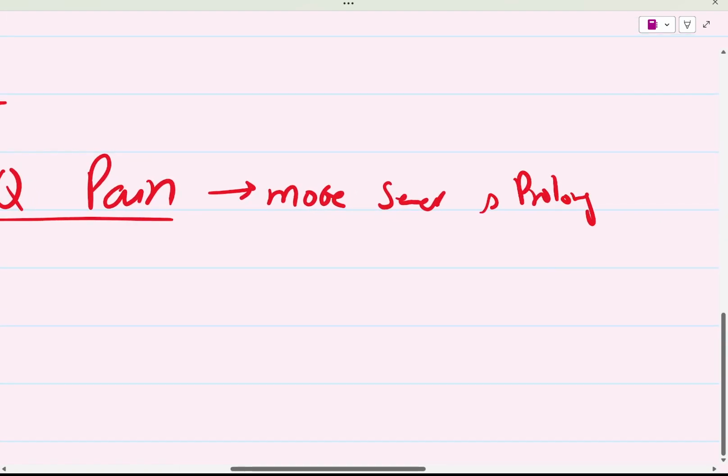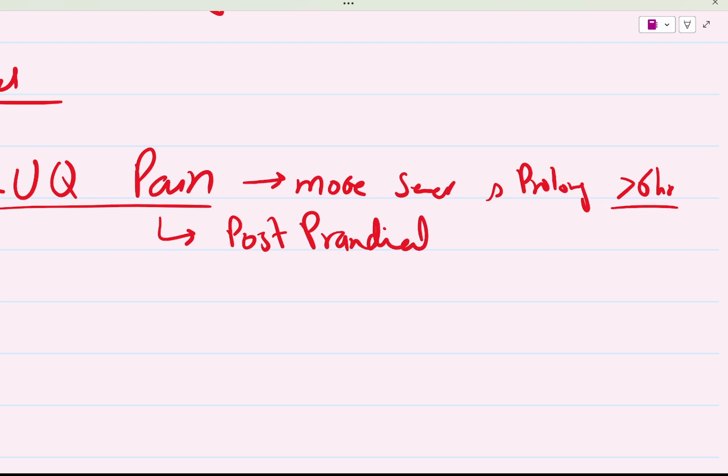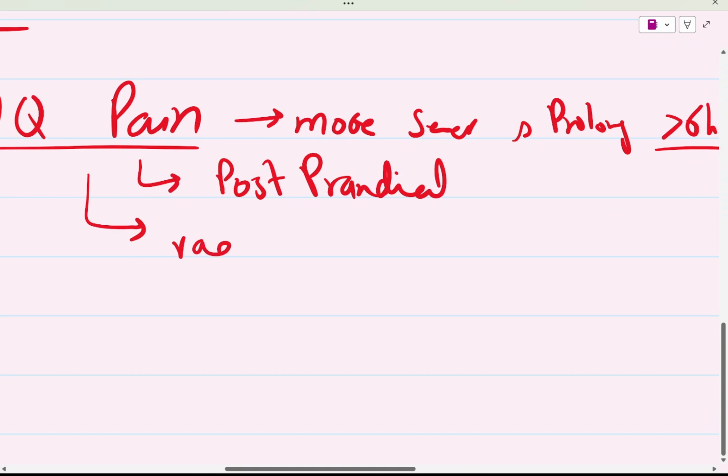In cholelithiasis, the pain is usually of not more than 6 hours duration. In choledocholithiasis, the pain is severe and prolonged, more than 6 hours. Same here: in acute cholecystitis, the pain duration is more than 6 hours. Is it associated with food intake? Yes, it is postprandial. I told you that you understood everything about this in the previous video, so I am going to skip the explanation. Now you will ask about the radiation.